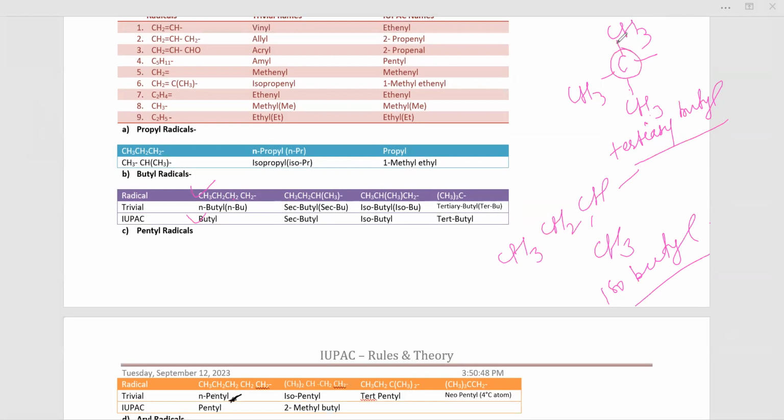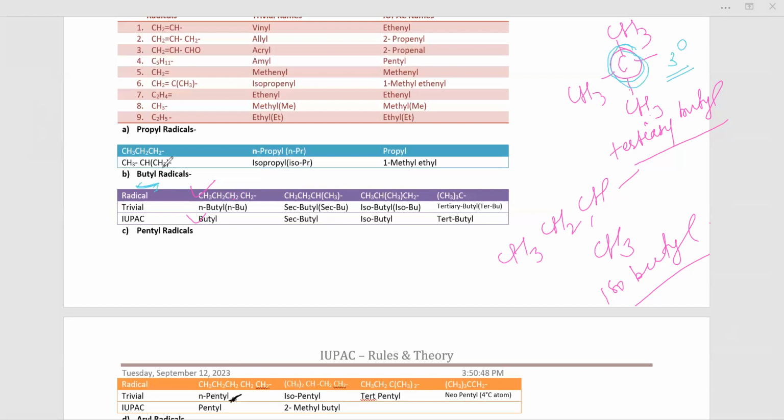Is this okay? This carbon is 3 degree or 4 degree? 3 degree. Fine. So tertiary is 3 degree and neo is 4 degree. 4 degree means one carbon is further attached with 4 more carbon atoms. Here the total carbon atoms is 4, so how can one carbon be attached further with 4 more carbon atoms? That's not possible. The total will become 5 and your limit is 4 only.